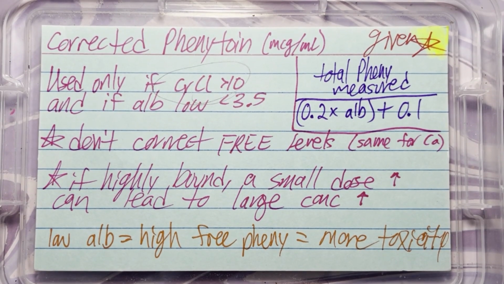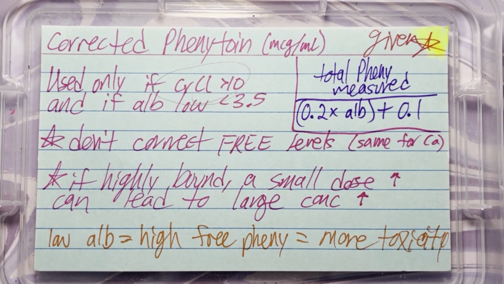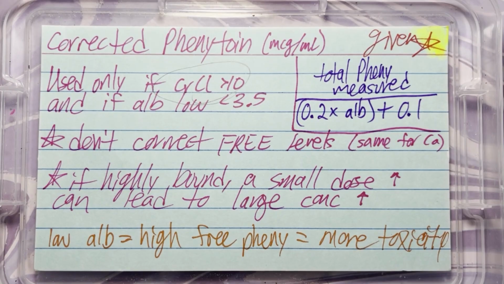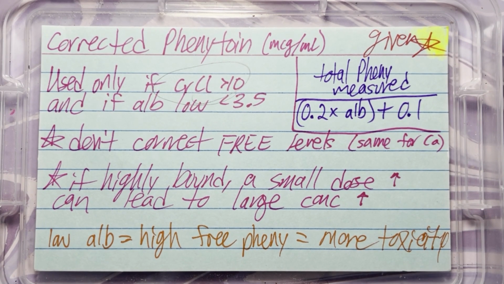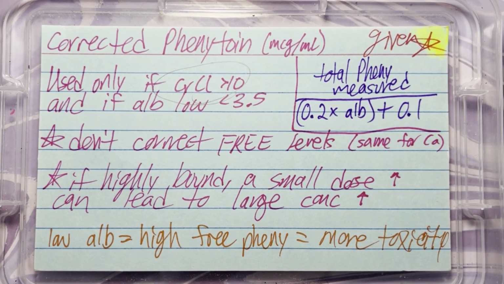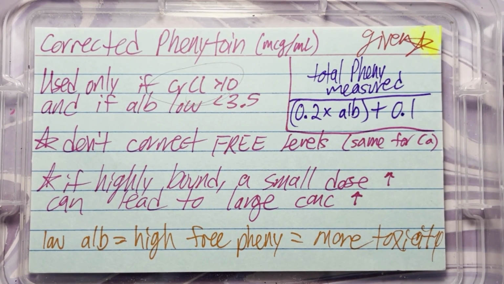If it's highly bound, a small dose will increase phenytoin by a lot and can lead to a large concentration increase. Does that make sense? Because if it's highly bound in the blood, it might not be accounted for when you take labs, but it's still there. And when you give another dose, it's going to shoot the concentration levels up very disproportionately. Low albumin, high free phenytoin equals more toxicity. You still need to know and understand that even though the equation might be given.